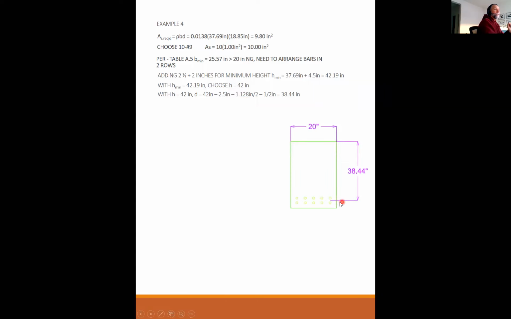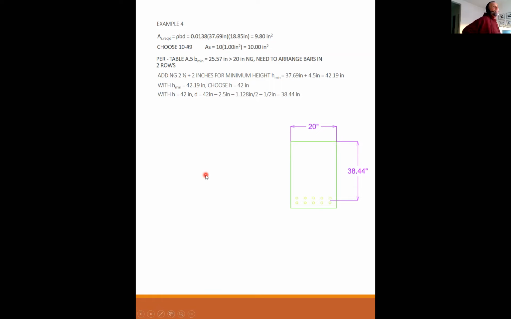Okay, and I've drawn it for you. I need 10 number 9s, so they're in 2 rows of 5. I'm 2.5 inches to the center of the first row, but I still got to go the other half of the bar and then half of the 1 inch space. And that gives me 38.44.